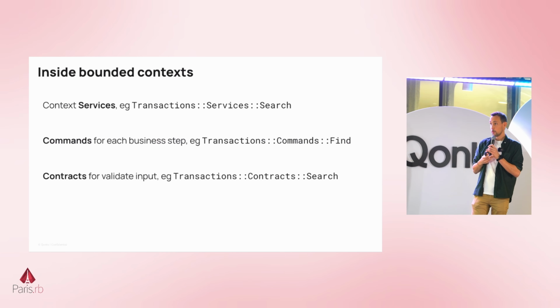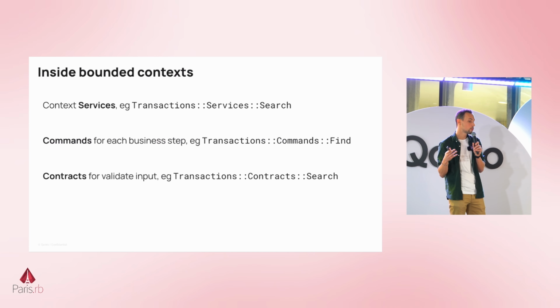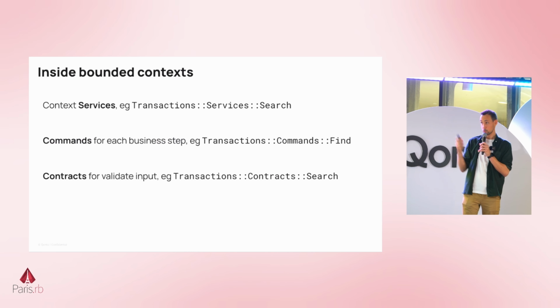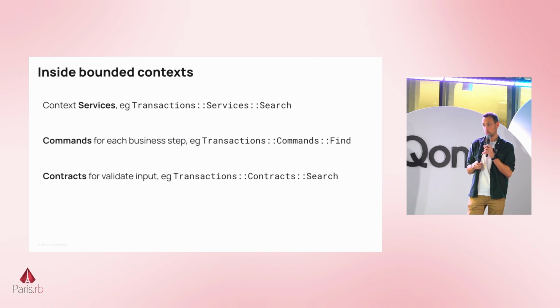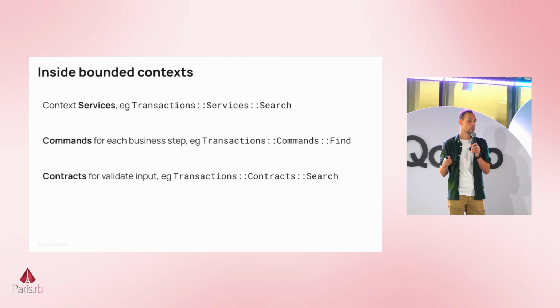Here I give you some examples of how we name things. The idea was mostly for context services to be a reflection of the action that you want to perform. That gives you, for example, transaction search service. We do the same for commands, to have this procedural approach that makes it very easy to reason about. For the contracts part, the validation layer, we use the same name as the service. This way you can make sure that this contract fits this service.